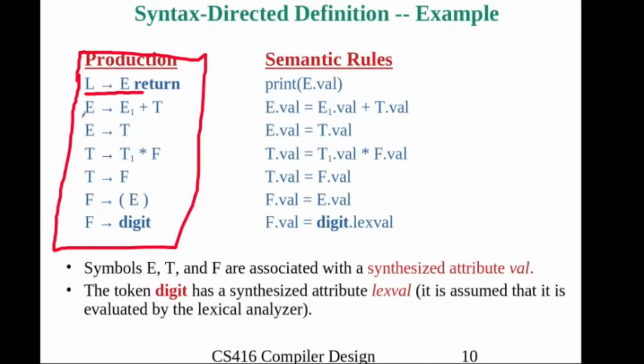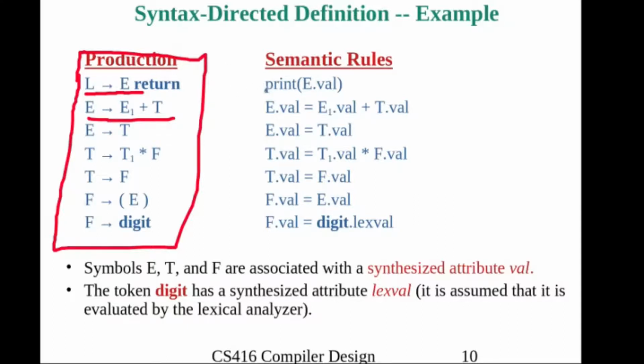Nothing else extra. So E gives E1 plus T, where E1 is the same symbol as E itself, just for distinguishing the head from the body. E gives T, and T gives T1 star F, and here T1 is the same as T, just for distinguishing the head T from the body of the production. T gives F, F gives within bracket E, and F gives digit. Then let us see what the semantic rule associated with each production is.